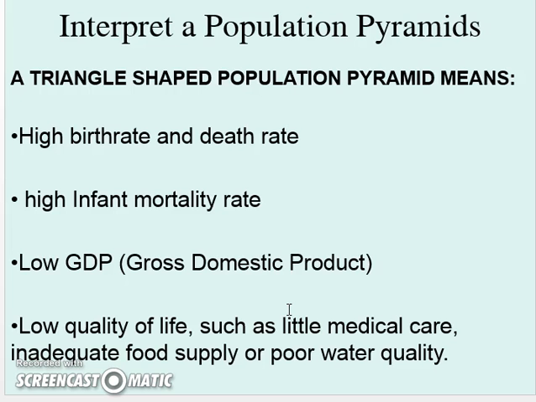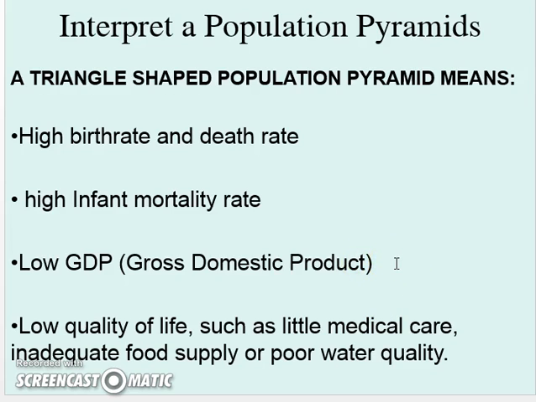So when we look at population pyramids, if they have a triangle shape like the one that we just saw, that means that there's going to be a very high birth rate and a very high death rate. There's a high infant mortality rate as well. Children under 1 will die at a higher rate than in developed nations. And also it means that they have a low gross domestic product. That means that they're not producing a lot of things in their country.